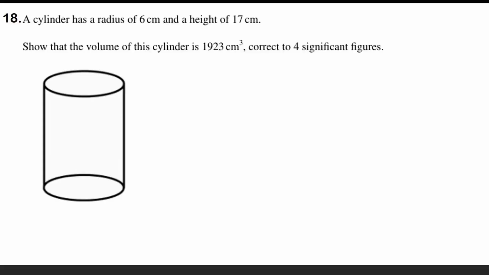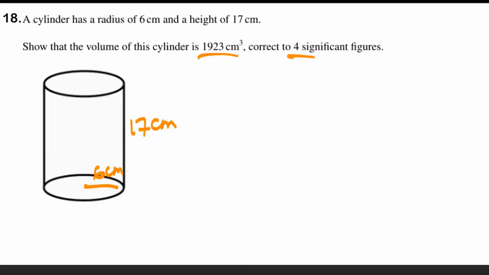Another question. A cylinder has a radius of 6 centimeters and a height of 17 centimeters. So the height is 17 and the radius is 6 centimeters. Now find the volume to four significant figures.